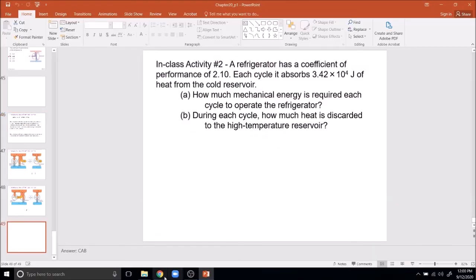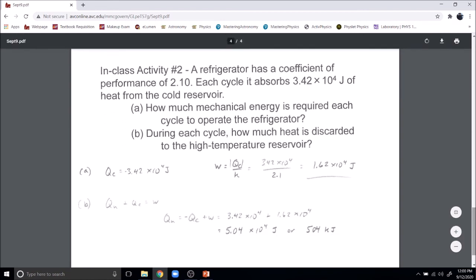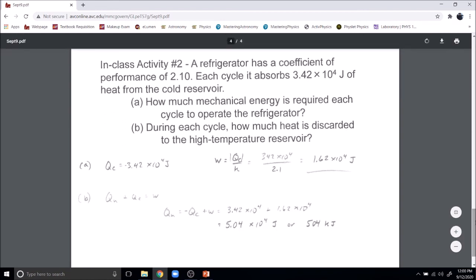All right, let's do one last question here, a problem, and then we will be done with this. Okay, so, in-class activity. This is something you would work out, so it is relatively easier. We have a refrigerator with a coefficient of performance of 2.1. And remember, that's your QC over W. Each cycle absorbs 3.42 times 10 to the 4th joules. That's our QC. How much mechanical energy is required each cycle to operate the refrigerator?